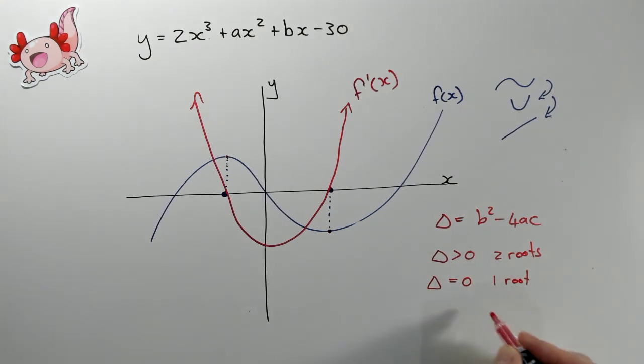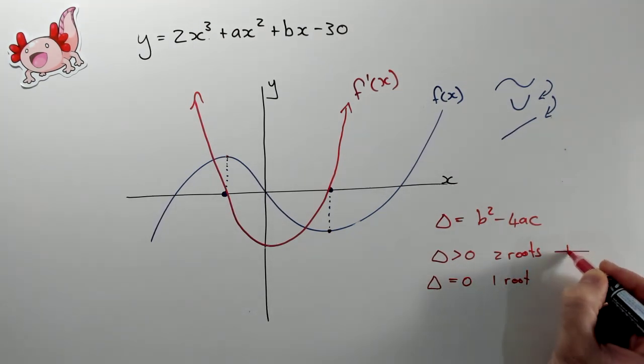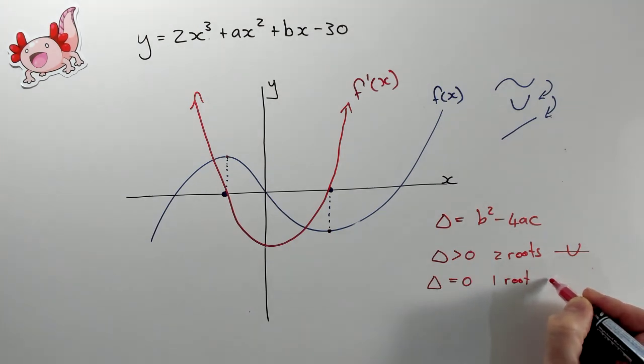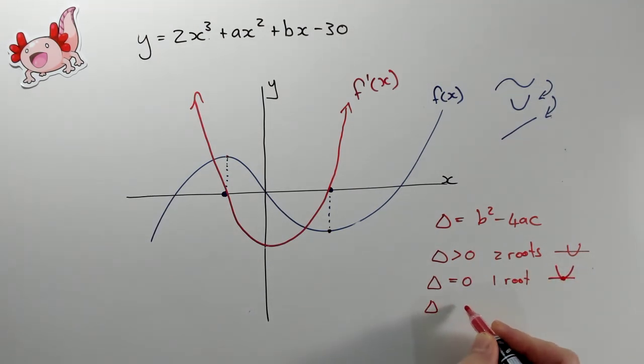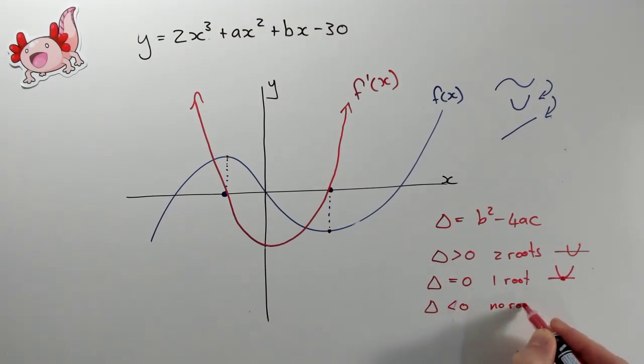We'd have something like this for the two roots. If I had one root, it'll just touch. And I also saw that if the discriminant was smaller than 0, there wouldn't be any roots, and that's the case where it never intersects the x-axis.